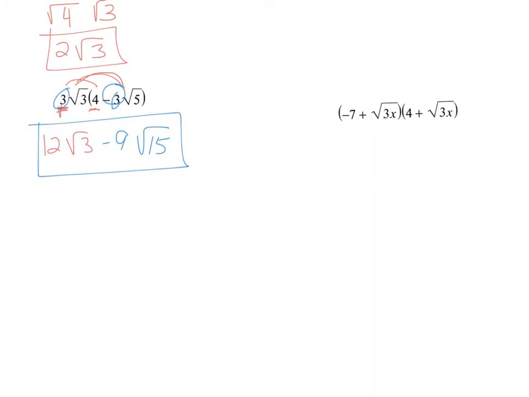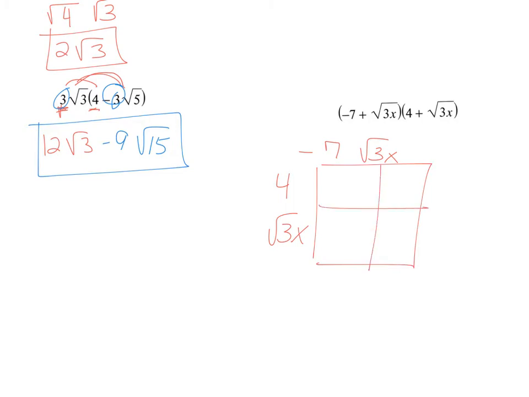The next one is going to require you to use the box method or FOIL, whatever you prefer. So what I'm going to do is write this guy at the top of my box, the first one, and then the second one on the side of my box. And I'm going to multiply. So negative 7 times 4 is a negative 28. I'm going to move this over so that it's neater.